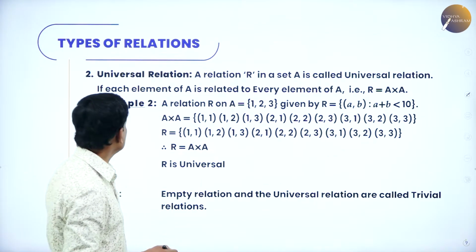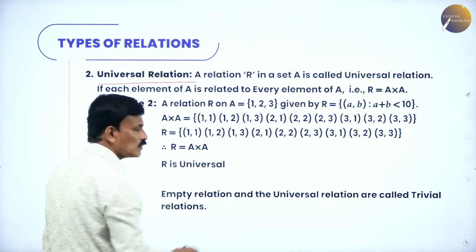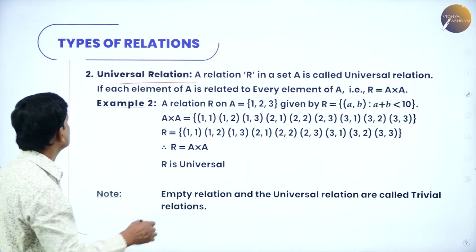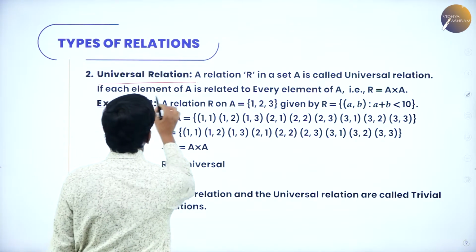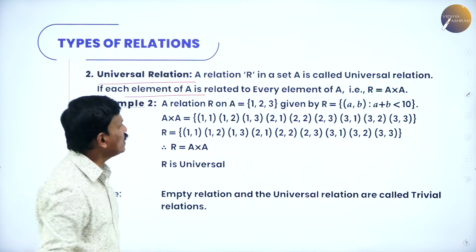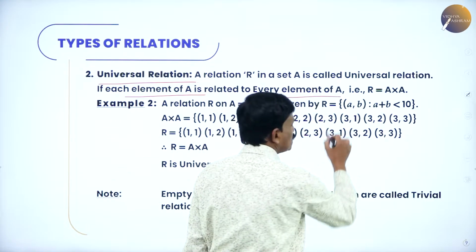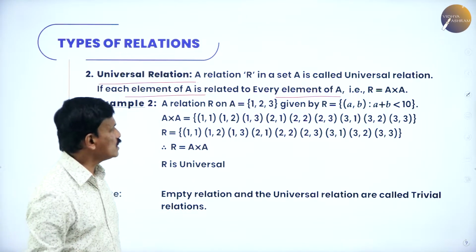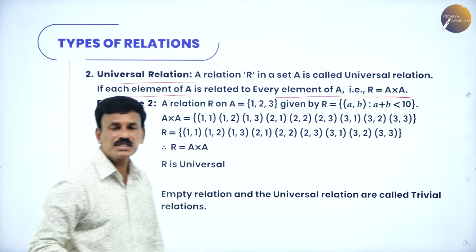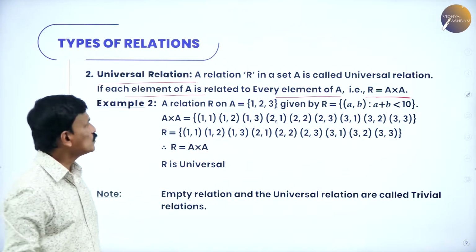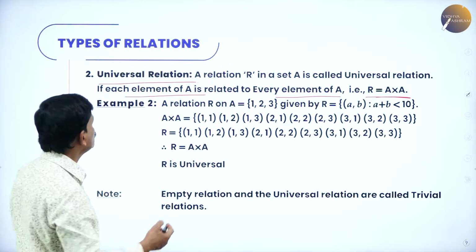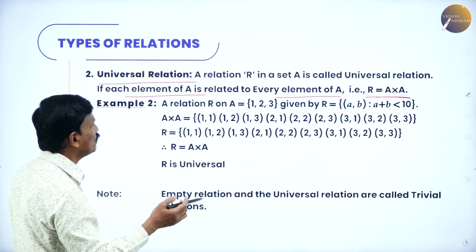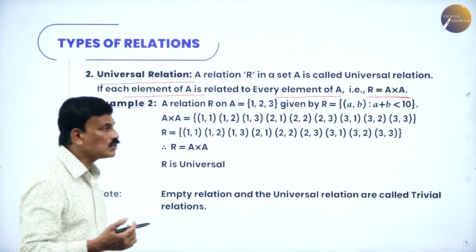Now, let us come to the next, the universal relation. A relation R on a set A is called a universal relation if each element of A is related to every element of A, that is R = A cross A, the Cartesian product of A and A. So, if each and every element is related to every element of A, then R = A cross A.